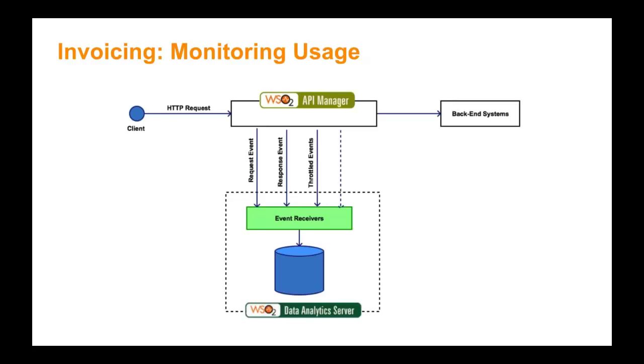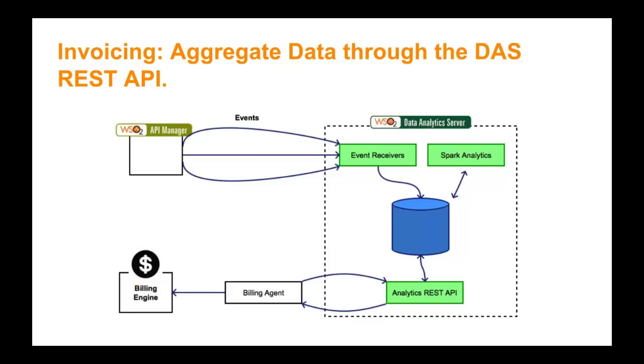If you configure the API manager for analytics, you can have six types of event streams. Those are request event stream, response event stream, fault event stream, throttle stream, destination, and workflow stream. In request, you get the successful request information, and from the response stream you get the response related information, etc. These event streams are published to the Dash, and later the billing engine can use this information to generate invoices.